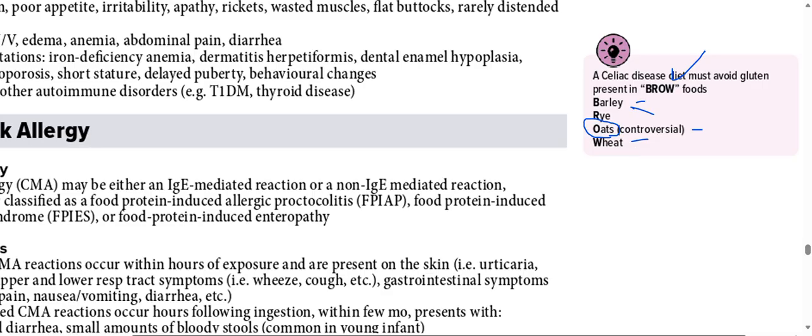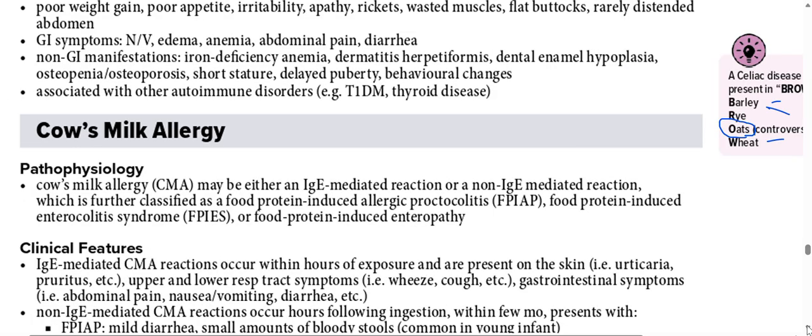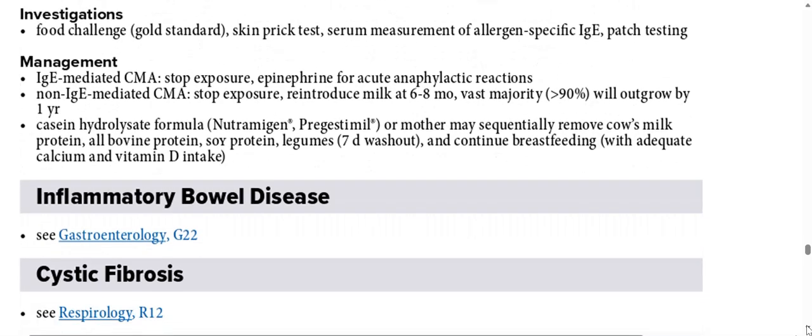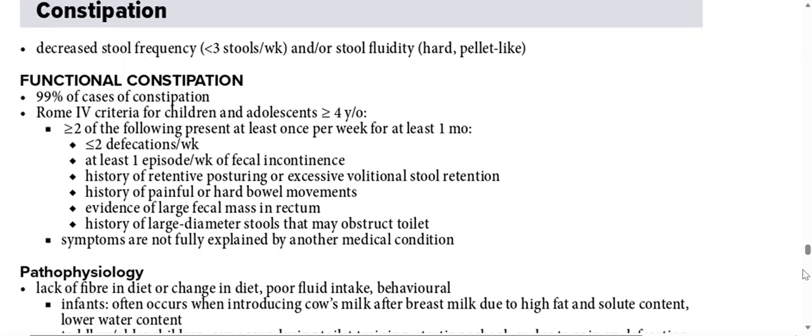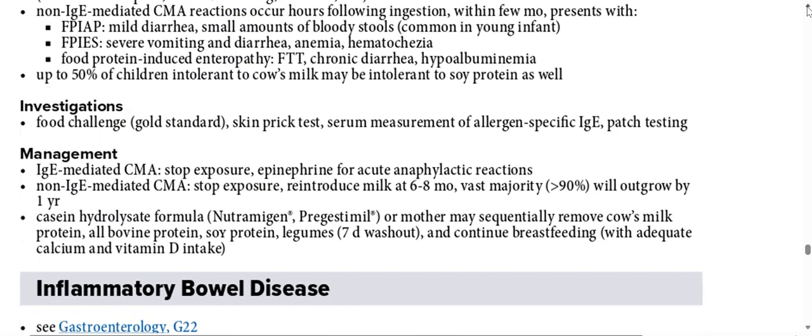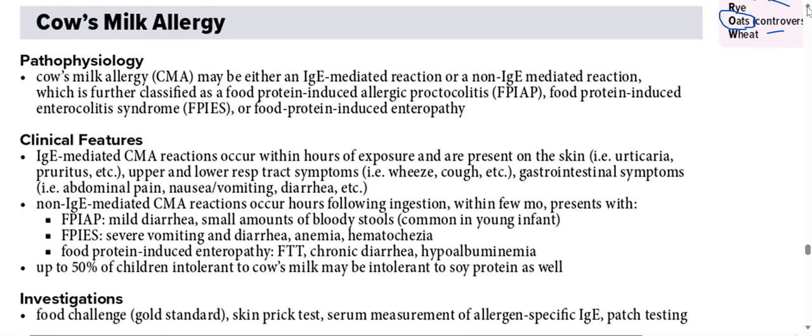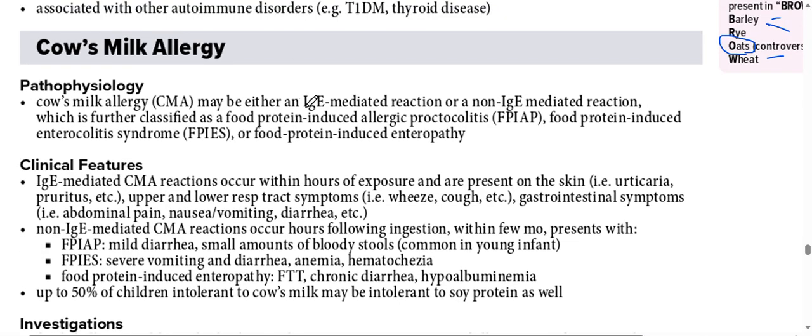Okay. Next thing is cow milk protein allergy. This is the last topic I'm going to cover for today. So, what is cow milk protein allergy? It may be either IgE mediated or non IgE mediated, which is further classified as food protein induced allergic proctocolitis, such a fancy name, food protein induced enterocolitis syndrome, or food protein induced enteropathy. Okay, fancy names are there.